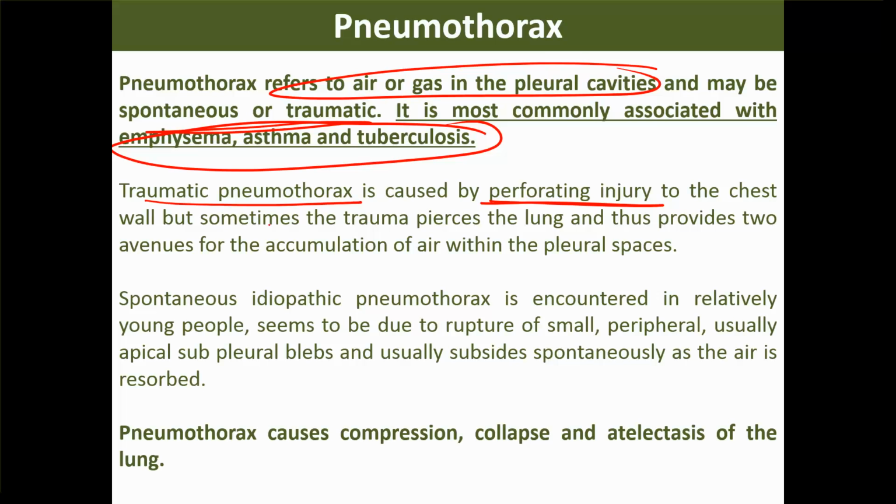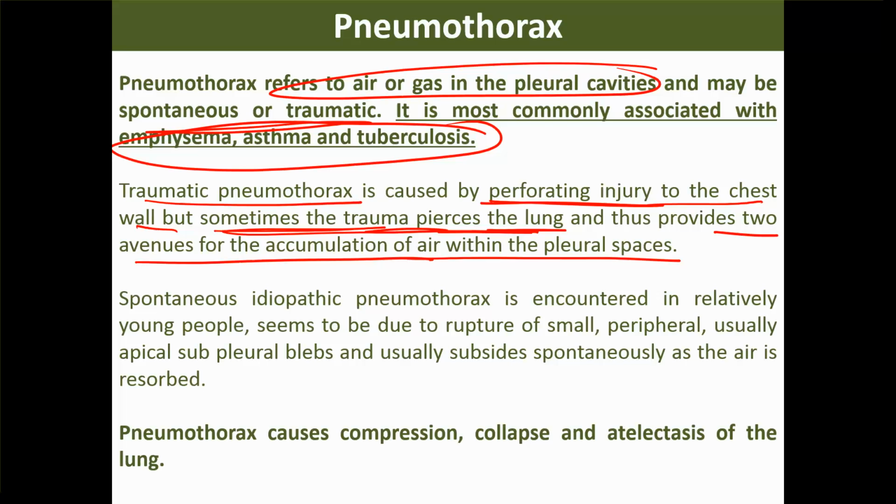Sometimes trauma pierces the chest wall, but sometimes trauma pierces the lung. So this provides two avenues for the accumulation of air within the pleura. One is from outside, and one comes from the lung. That's why we say there are two avenues for the accumulation of air within the pleura.